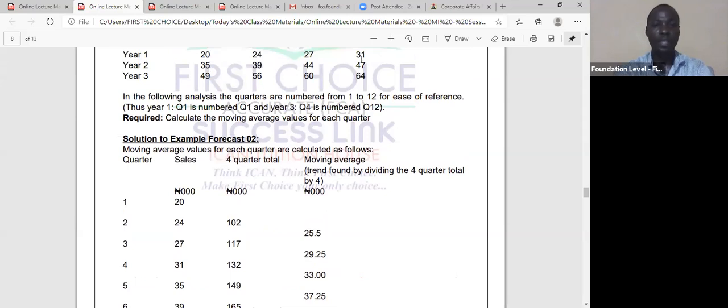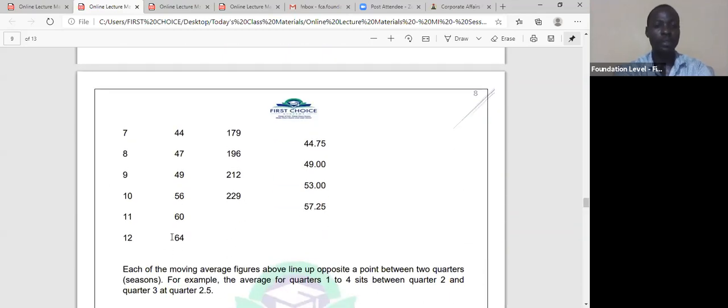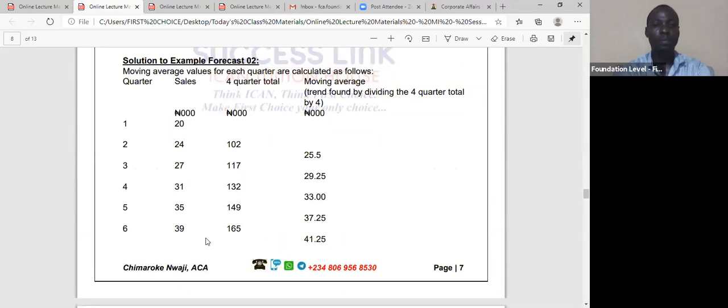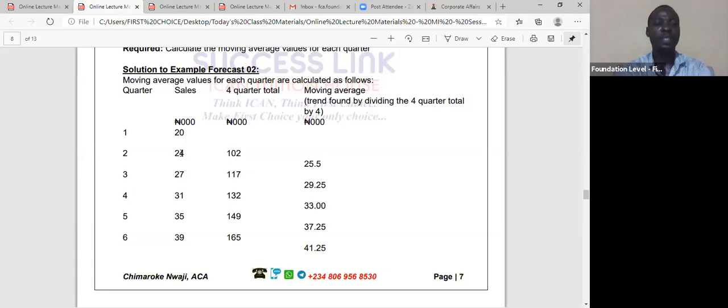So you see, year 3 quarter 4 is the quarter 12 figure. So you observe that there are spaces. Now watch. Let's start with quarter 1. Quarter 1 is 20. Quarter 2 is 24. Quarter 3 is 27. And quarter 4 is 31. This is 102. So that is where we got our 102 from. There are 4 quarters, so we divide the 102 by 4. We have 25.5.